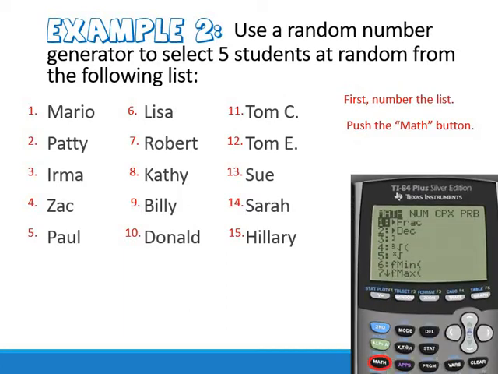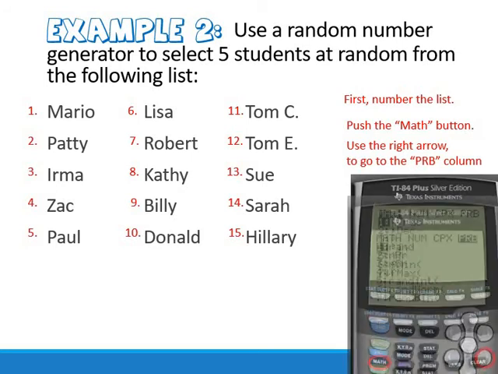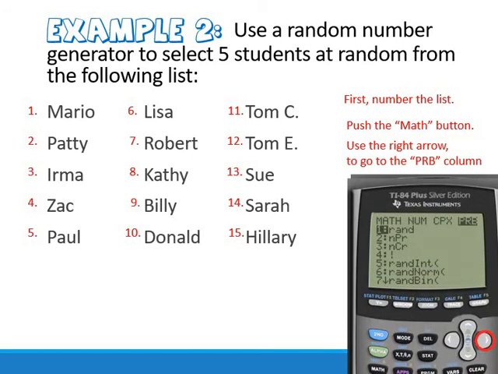Your calculator can generate random integers in a given range, so I can select 5 random numbers from 1 to 15. Hit the math button, then arrow over to the right until you get to PRB, which is probability. There are several things that say rand for random, and number 5 is the one you want, which is a random integer.